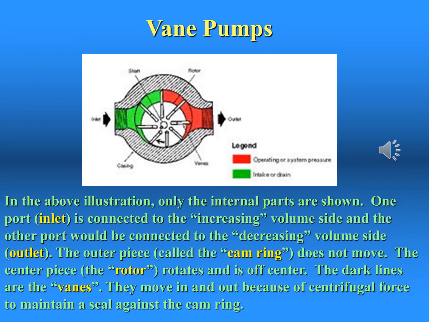In this cross-sectional illustration of a vane pump, color is used to identify different pressures. The green is low pressure, located at the inlet port, and the red is high pressure near the outlet port. The group rotates clockwise. As the rotor spins, centrifugal force pulls the vanes against the inside of the cam ring and forms a seal. The cam ring is stationary, while the rotor is connected to and driven by the prime mover.